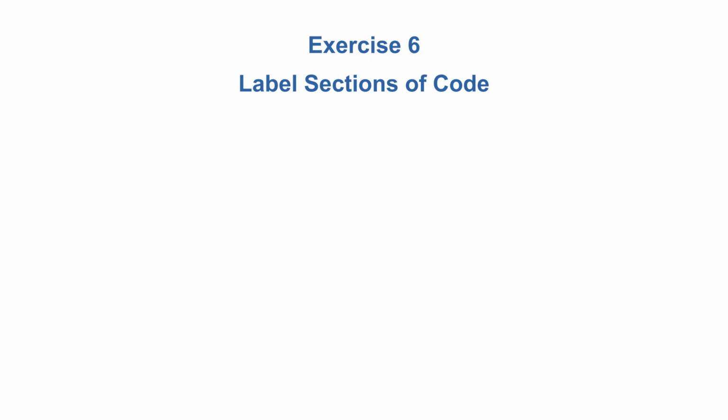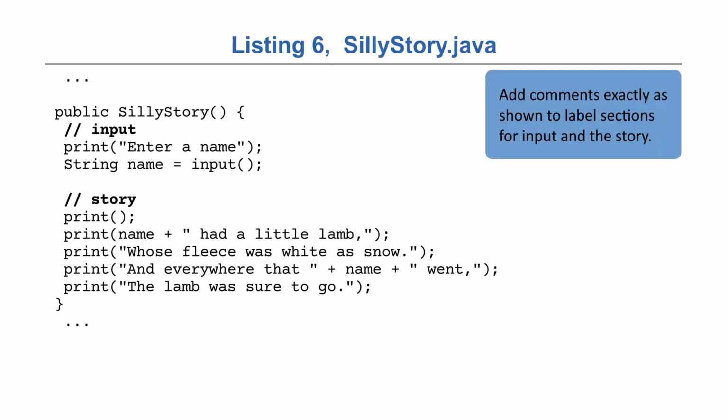Because this program is getting longer, there will be more lines of code in the constructor than will fit on a screen in this video. So I'll divide the constructor into 2 sections and label each section with a comment. Exercise 6. Label sections of code. Add comments exactly as shown to label sections for input and the story. Run it. What happened? It should have printed exactly the same as it did before.